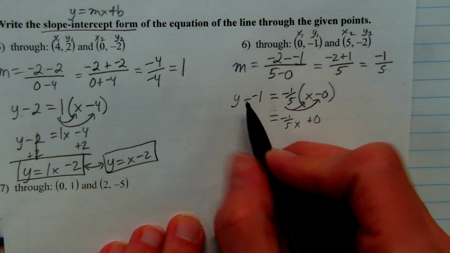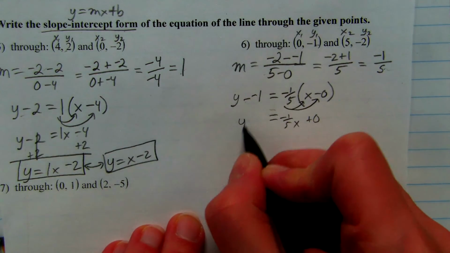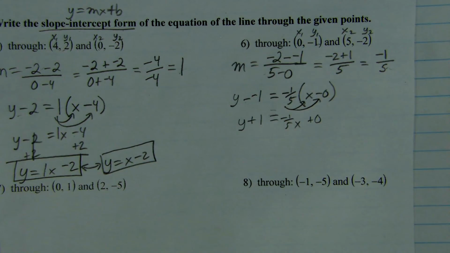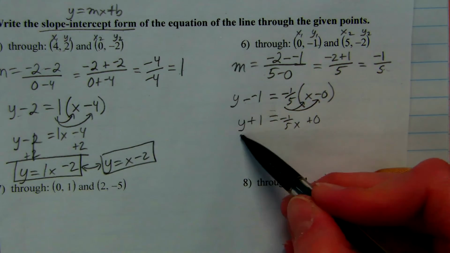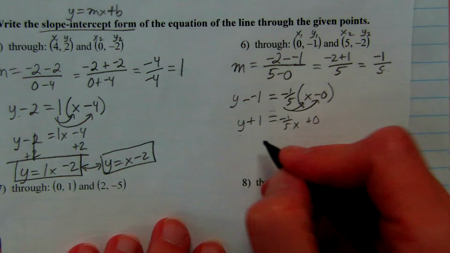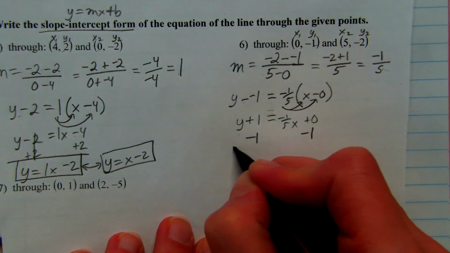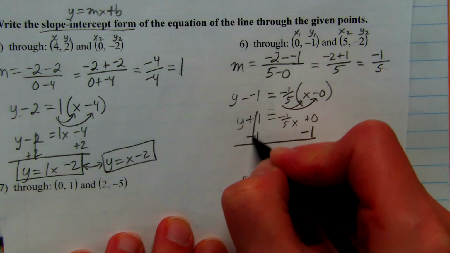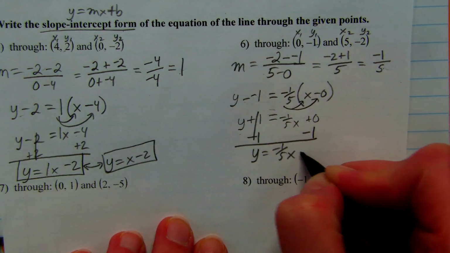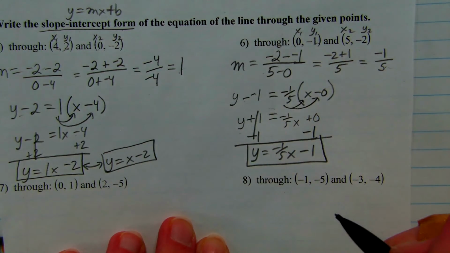And on this side, oh, I forgot to change this. So y minus negative 1 would become y plus 1. So I'll just go ahead and do that down here. So what's left is then to get y by itself. So how do I get rid of plus 1? Minus 1. And having that 0 there is not a bad thing when you go to do this step, because then you have something to subtract it from. So you end up with y equals negative 1/5 x minus 1 as the final answer.